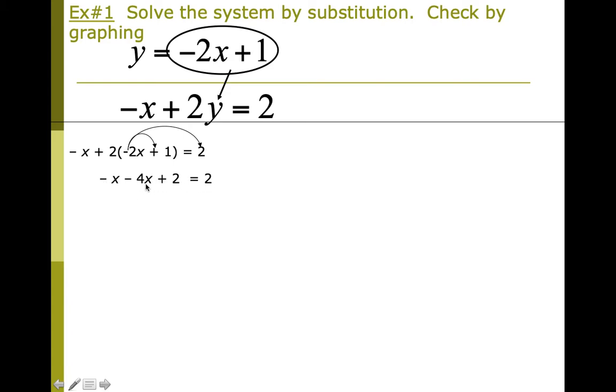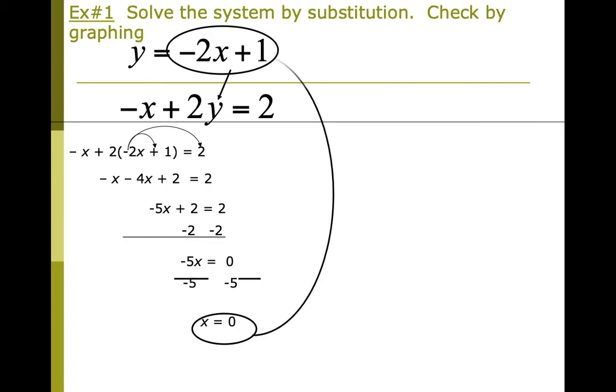So now we say negative x minus 4x. I lose 1x. I lose 4 more x's. I've lost 5 x's. So negative 5x plus 2. Now I've got to subtract the 2, and then I'll subtract to the other side. It'll be negative 2. 2 minus 2 will be 0. So negative 5x is equal to 0. If I divide both sides by negative 5, guess what? It's still 0. So if x is 0, then I plug my x back into the other formula.